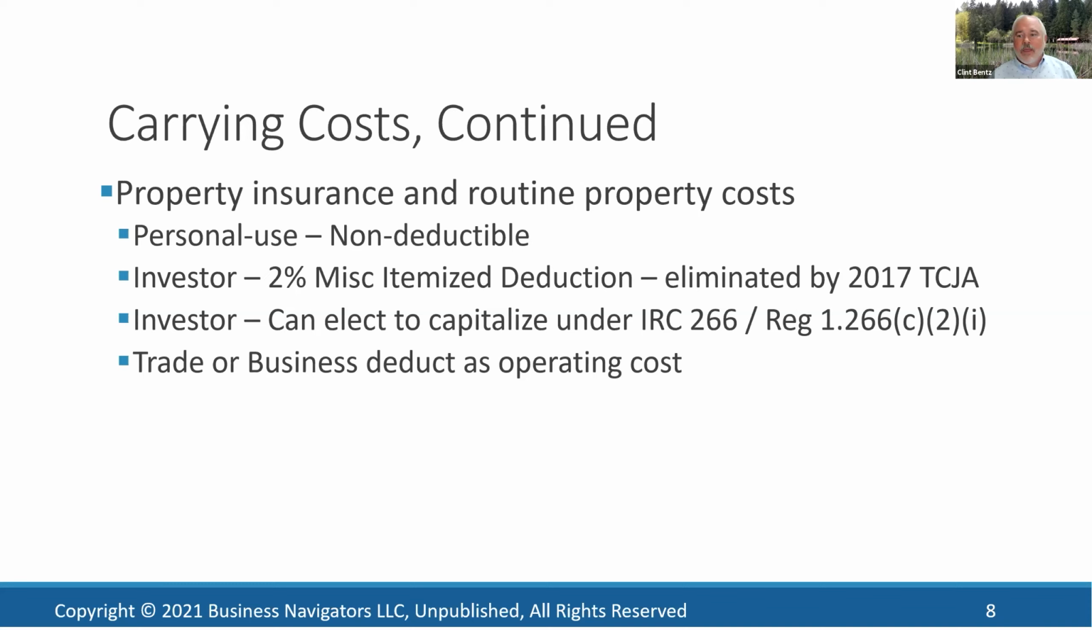And so the only way that you can get those deductions for the property insurance and routine property costs, if you're an investor, is again to make that annual election under Code Section 266 to capitalize that insurance and those property costs. To the extent that those costs are attributable to timber, they would be added to your cost basis in the timber. And to the extent that they were applicable to the land, it would add to the cost basis in the land should you choose to capitalize them. Then again, as a business, you can deduct them as an operating cost on either the Schedule C or your entity tax return.